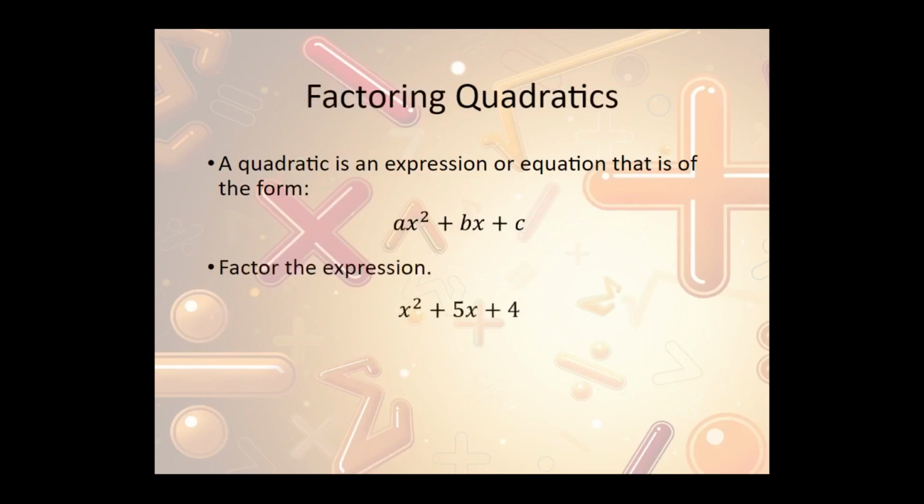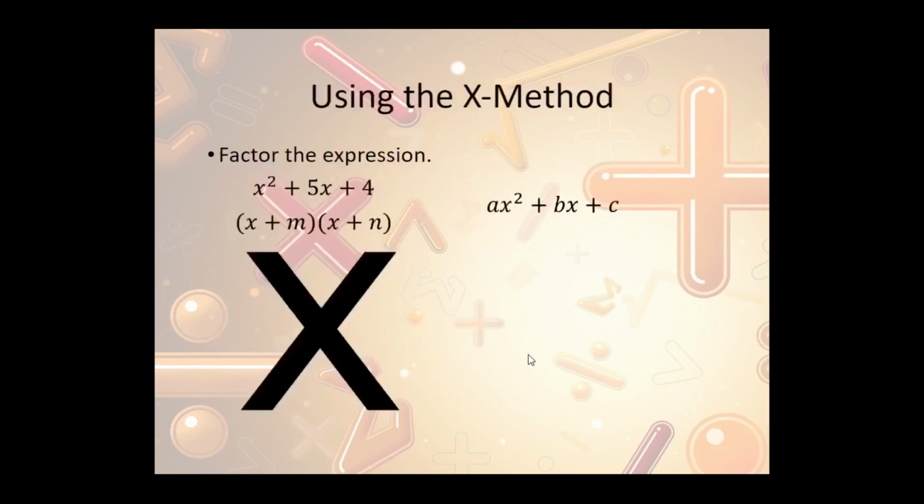So if I asked you to factor this quadratic, x squared plus 5x plus 4, the solution is going to be of this form: (x plus m) times (x plus n), and m and n will be some numbers. So we need to figure out what numbers need to go in these two spots. And the way we do it is by using the x method.